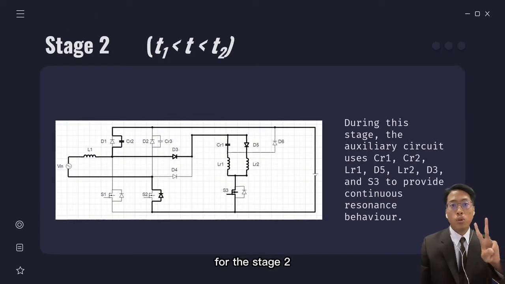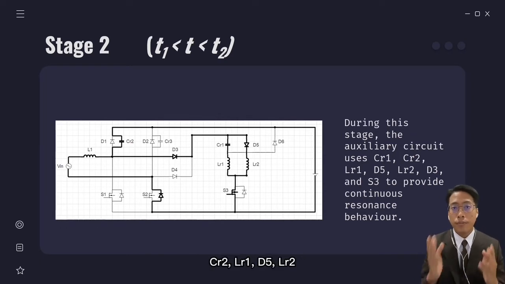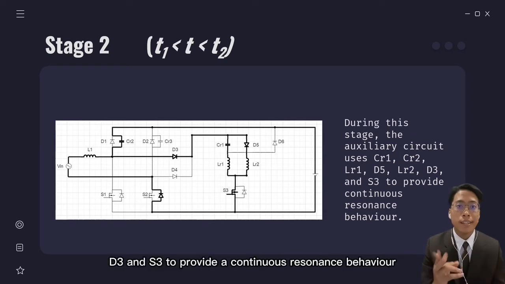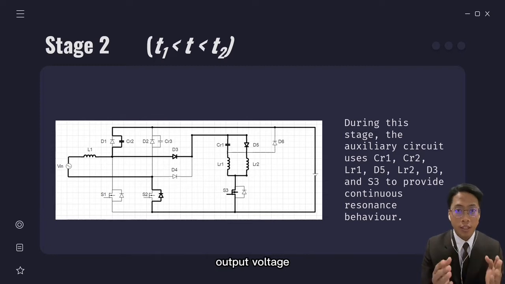For stage 2, the auxiliary circuit uses CR1, CR2, LR1, D5, LR2, D3 and S3 to provide a continuous resonant behavior. This stage ends when the resonant voltage reaches the output voltage.